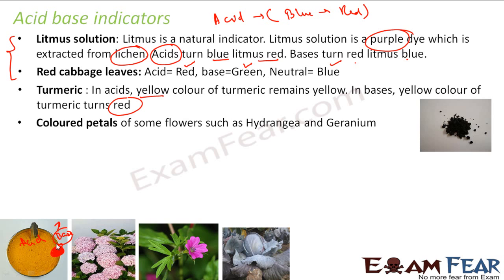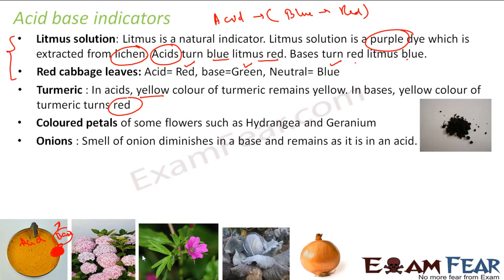That's how it is. Then we have some colored petals of some plants like hydrangea and geranium. These petals are also used for finding acid and base. Onion is also used. In this case the color doesn't change, the smell changes. We'll learn more about olfactory indicators, but you should know this now: if you put a basic substance on onion, the smell will diminish. But if you put acid, the smell doesn't go.